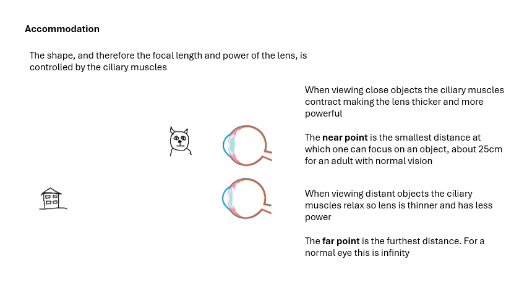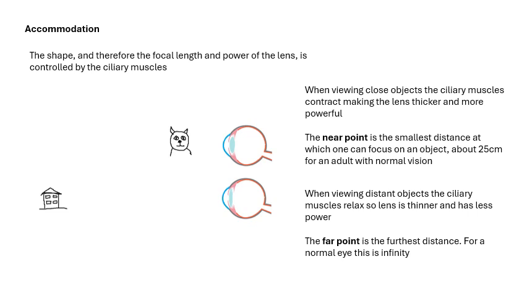Accommodation. I said that the lens can change shape. If you're looking at things close up, or looking at things far away, then the focal length of the lens can change, and that's because there are these muscles. The lens is made of a kind of tough jelly, and you can stretch it and squash it, okay?